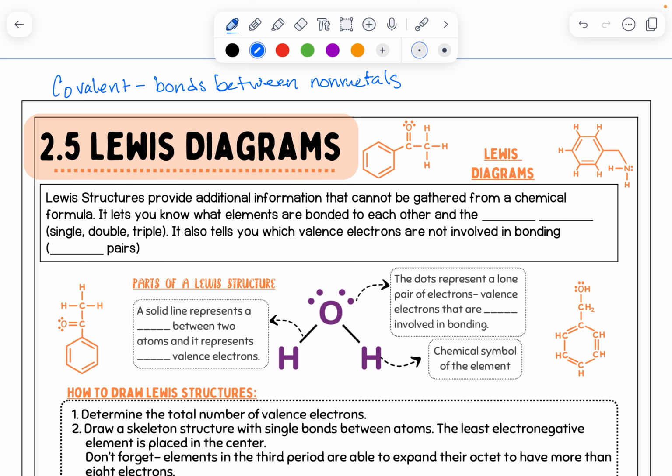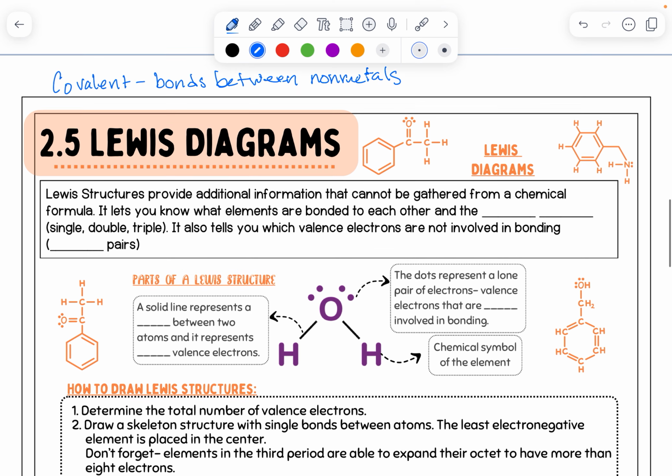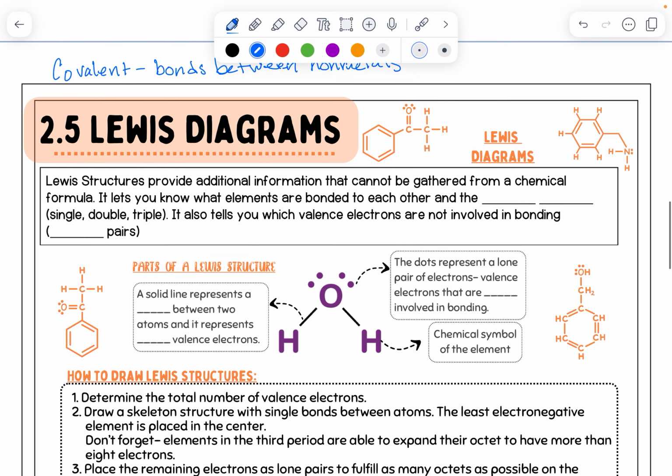And a Lewis structure provides additional information that cannot be gathered from a chemical formula, and it lets us know what elements are bonded to each other and the bond order. So if it's a single, double, or triple bond. It also tells you which valence electrons are not involved in bonding, and we call those lone pairs.